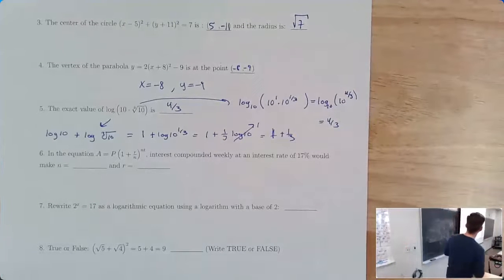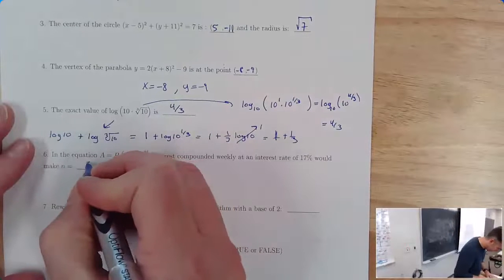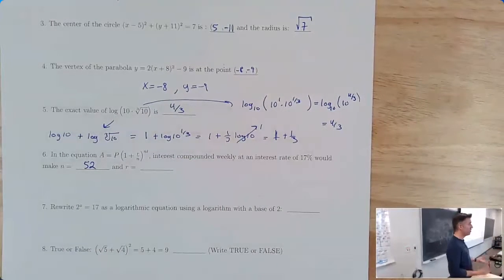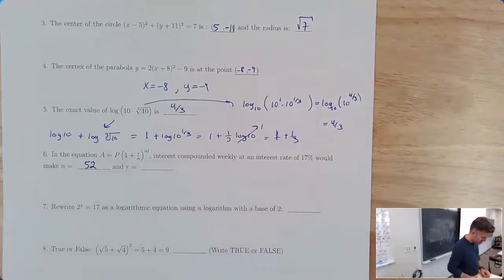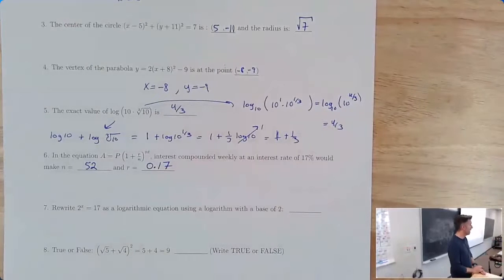In the equation for compound interest, A equals P times 1 plus r over n to the nt power. Interest compounded weekly at an interest rate of 17% would make n equal to how many? What should n be if we're compounding it weekly? 52. 52 weeks in the year. There are 10 weeks left in this year, by the way. And then what's our interest rate? 0.17. You're just moving that decimal place over 2. 17%, move it over 2.